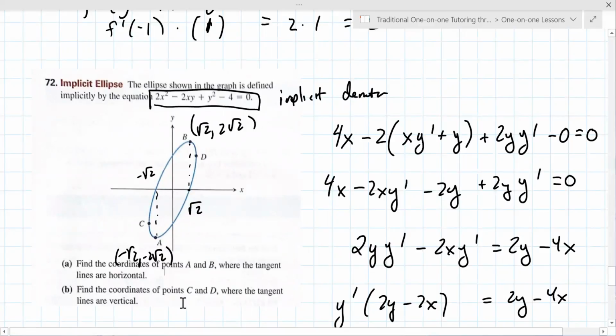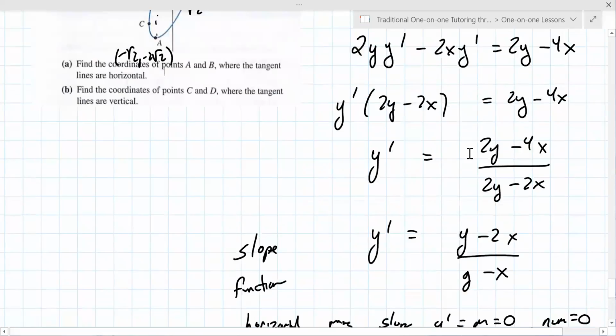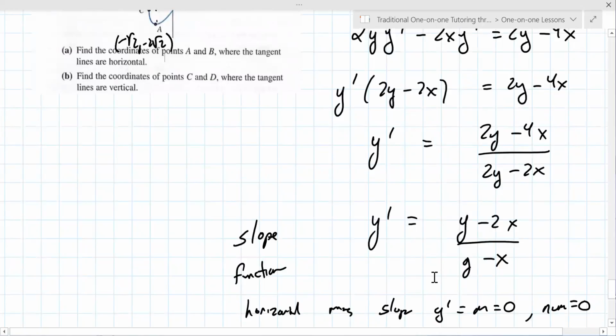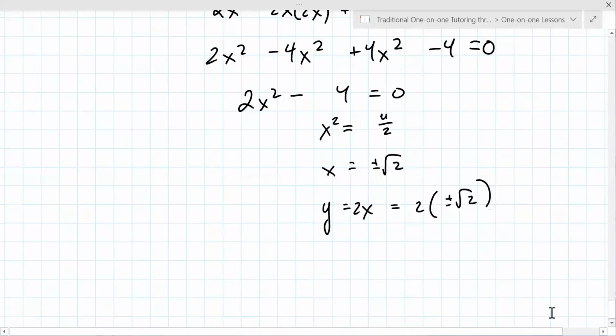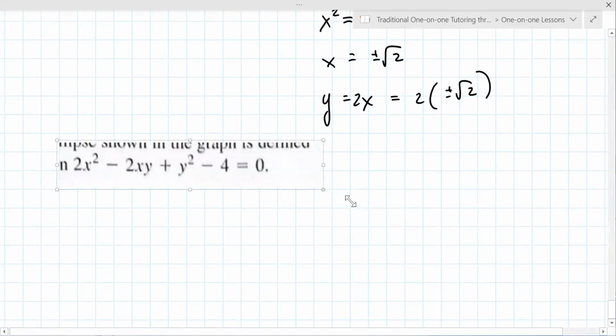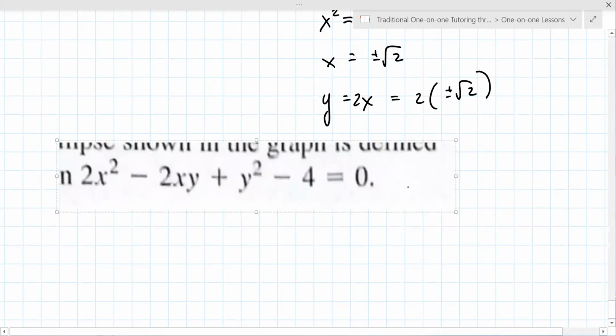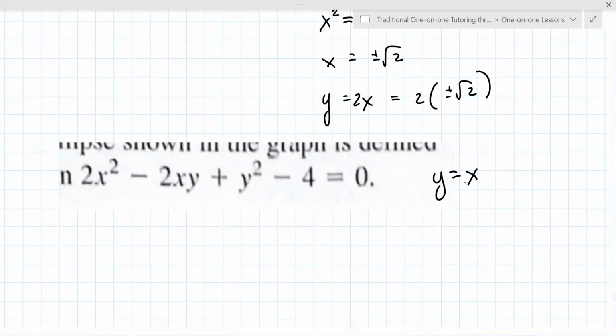Okay, so part B, where the tangent lines are vertical. So that's where the bottom is equal to 0. So the bottom equals 0 and y equals x. That's the vertical. So you go back to this thing, this horrible thing here, and you substitute in y equals x. Go ahead and give that a try. See if you can come up with the points.